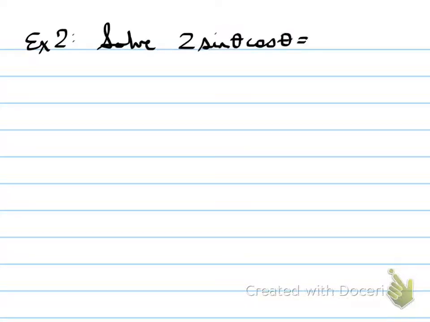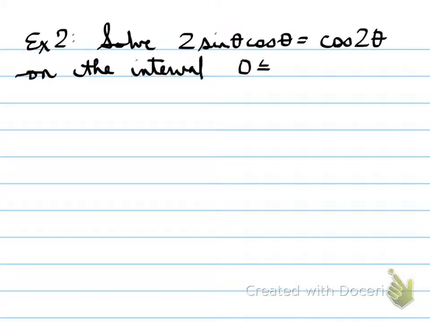Example number 2, solving 2 sine theta cos theta is equal to cos 2 theta on the interval from 0 to 2 pi. So we're not trying to prove this, folks. What we're trying to do is solve for this. What that means now is that we need to solve for theta. How do we do that when we have a double angle?